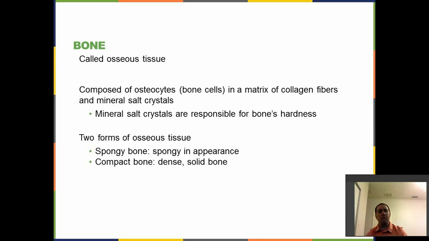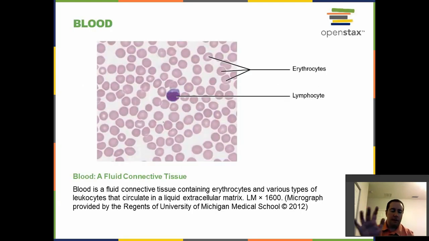We have two primary types of bone. We have spongy bone and compact bone. The bone that you are imagining, that I guarantee that you are thinking of in your head right now, is compact bone. Spongy bone actually looks like a sponge. So again, that's all we're going to talk about bone right now. You'll get much more in depth later.